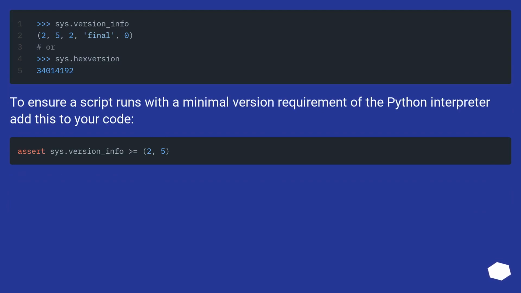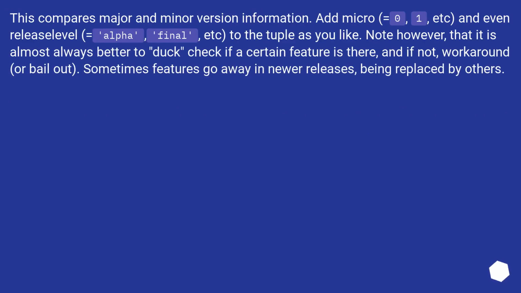To ensure a script runs with a minimal version requirement of the Python interpreter, add this to your code. This compares major and minor version information. Add micro equals 0, 1, etc., and even release level equals alpha, final, etc., to the tuple as you like.